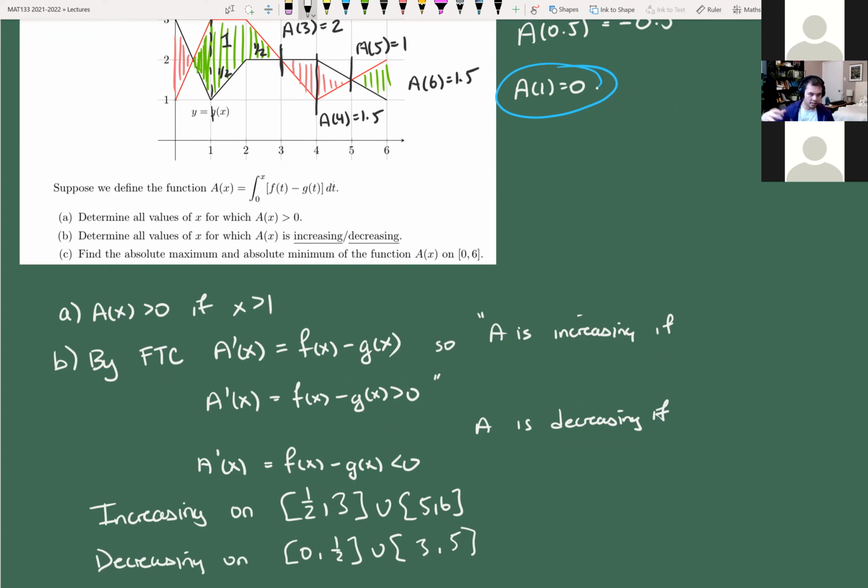You know, are you increasing when your area is 0? Who knows? Who cares? Okay.